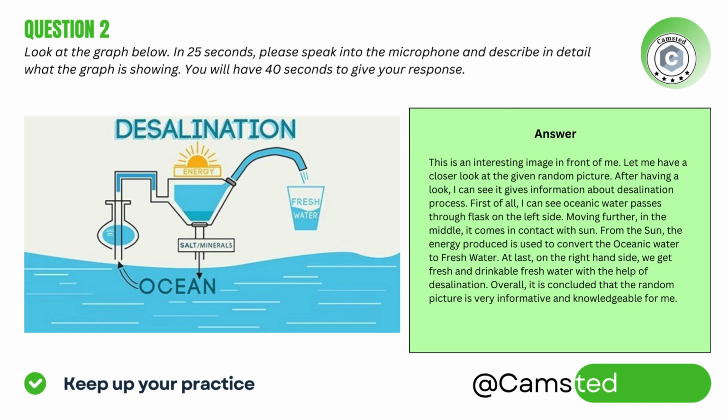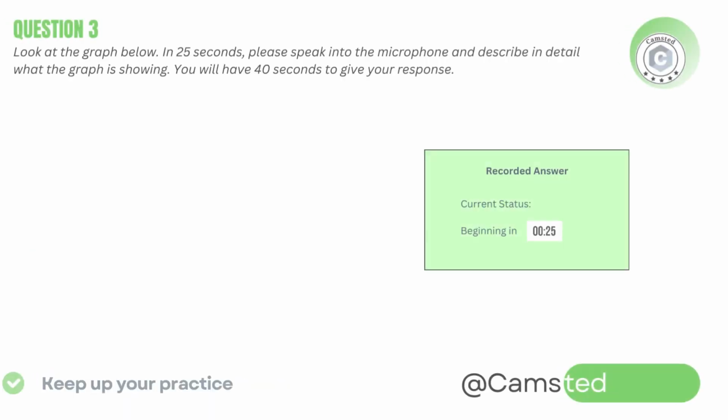Moving further, in the middle, it comes in contact with the sun. From the sun, the energy produced is used to convert the oceanic water to fresh water. At last, on the right-hand side, we get fresh and drinkable water with the help of desalination. Overall, it is concluded that the random picture is very informative and knowledgeable for me.